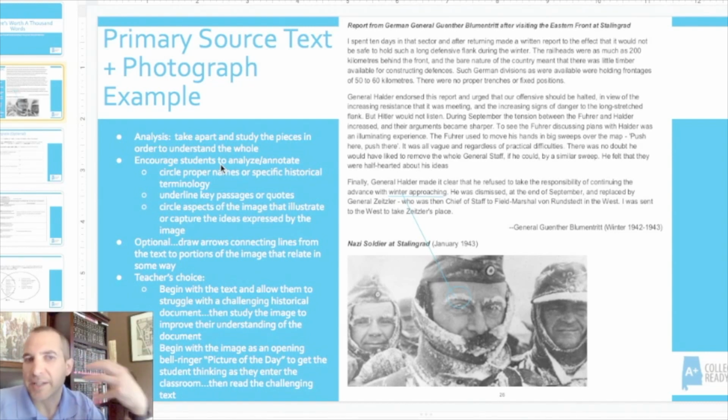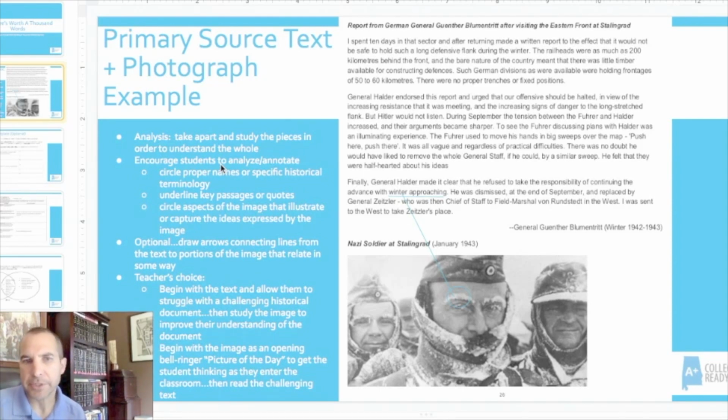So when they analyze documents, they're taking the documents apart in pieces. They're looking at key lines. They're looking at the overall, it might be tone or theme. Obviously, they're considering the author and the audience. They're looking at, of course, the date, the type of document it is.